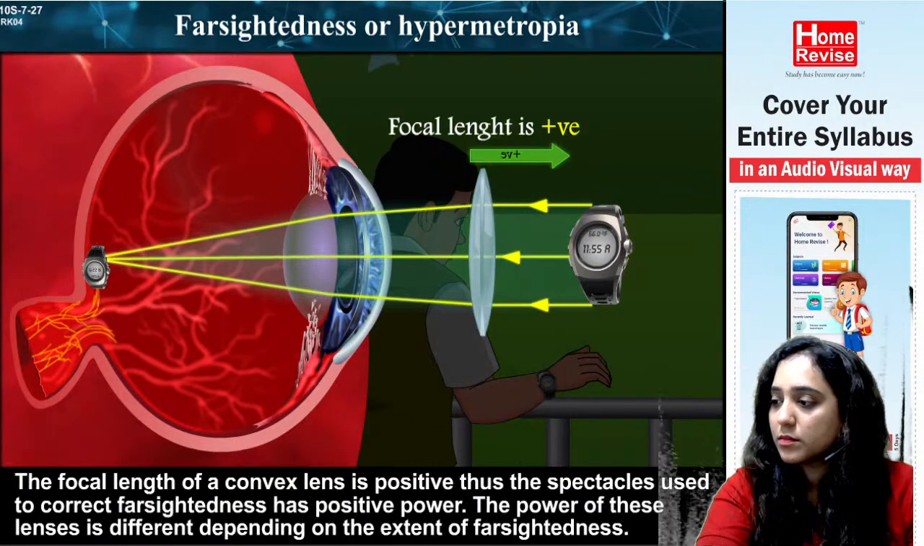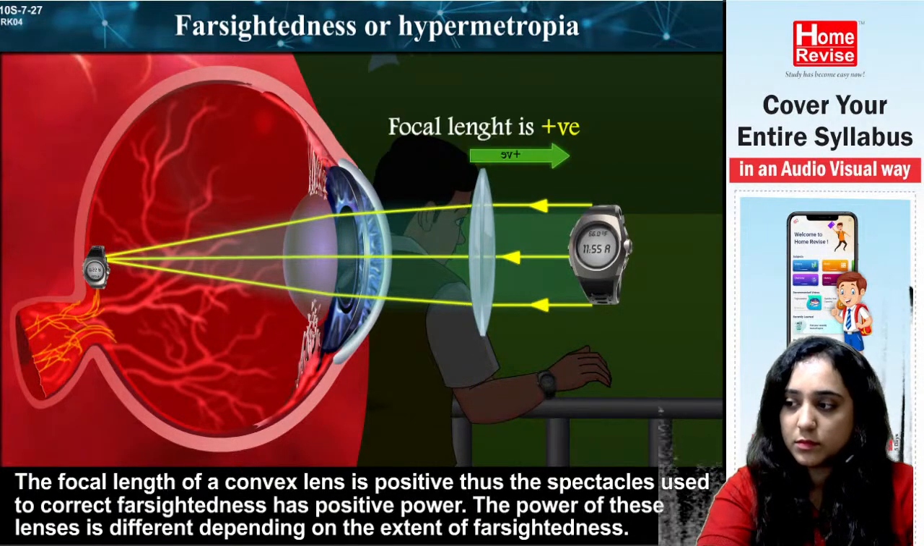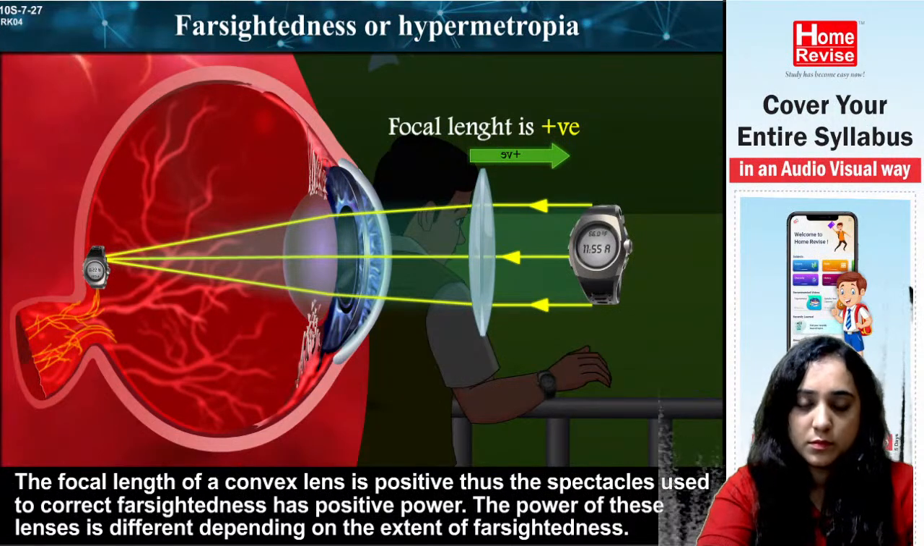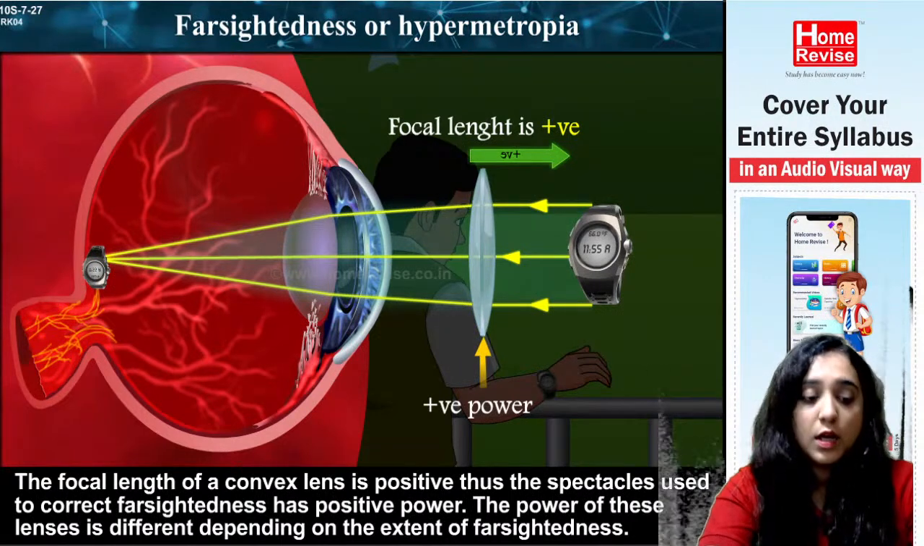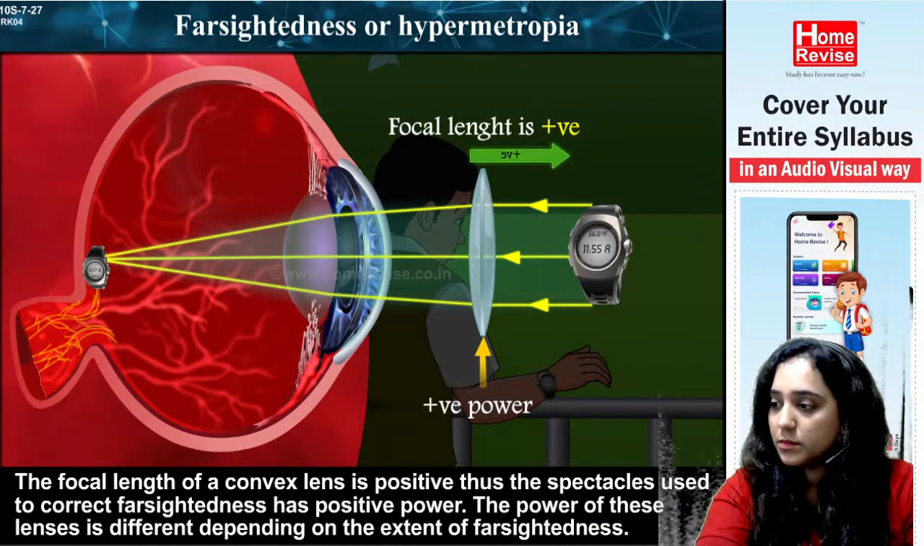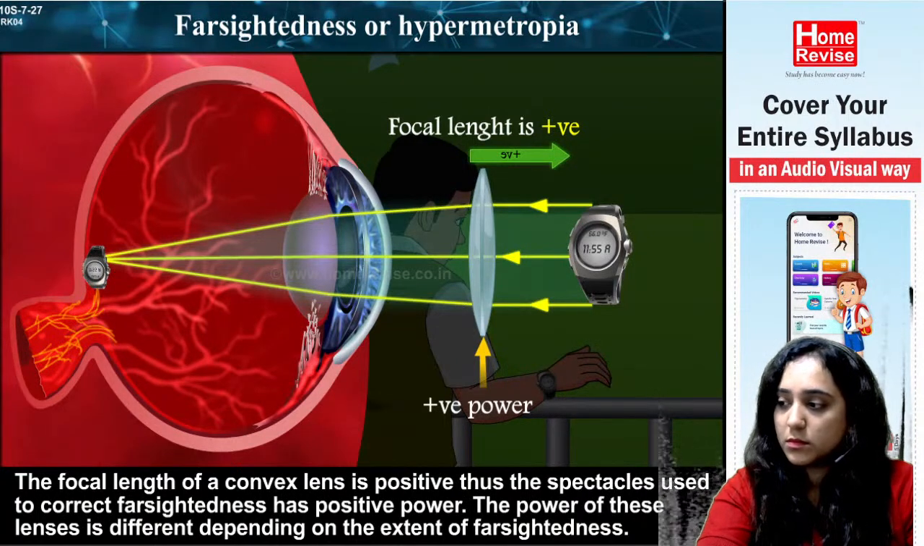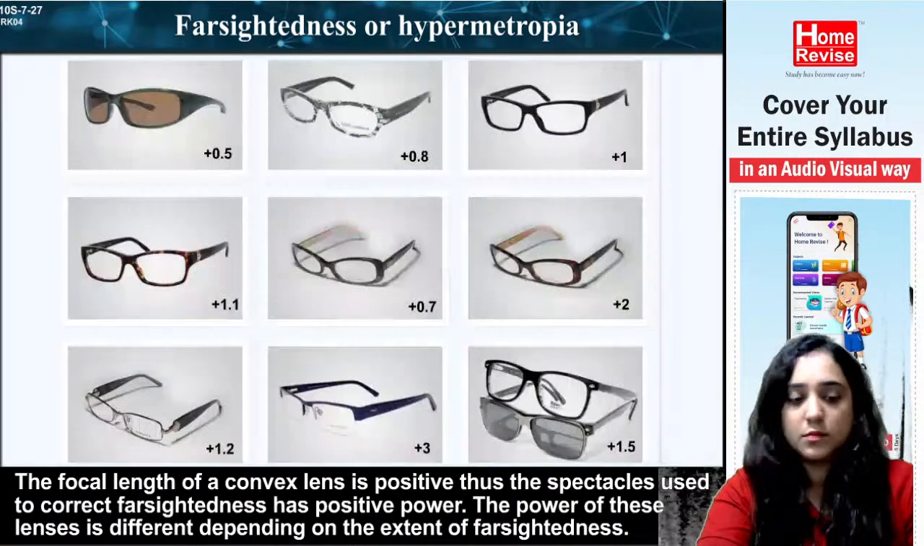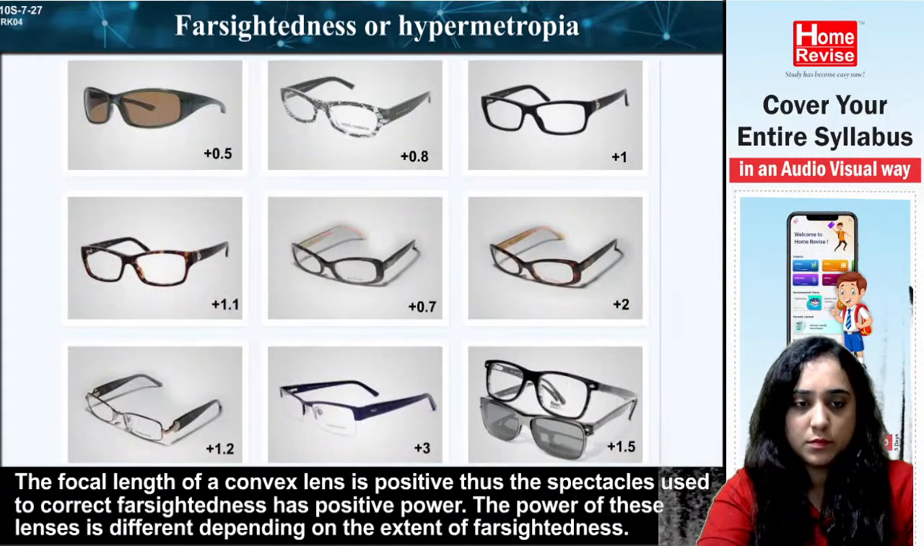The focal length of a convex lens is positive, thus the spectacles used to correct farsightedness have positive power. In myopia we had negative power, and in this we have positive power. The power of these lenses is different depending on the extent of farsightedness.